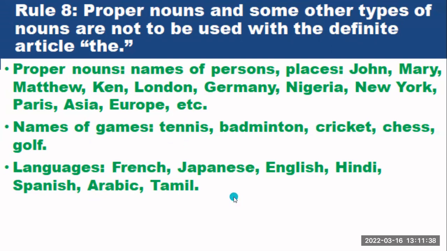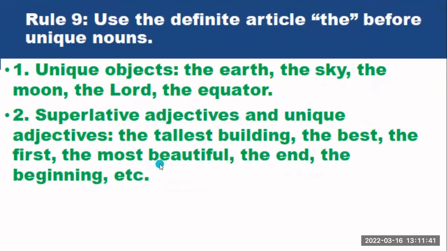So let's now go to the last but not the least, and that is rule number 9. Use the definite article the before unique nouns. Some nouns are unique. For example, unique objects like the earth, the sky, the moon, the Lord, the equator, all right? You can talk about the sun, the moon, and the stars. These are unique objects. So you can use the definite article when referring to them.